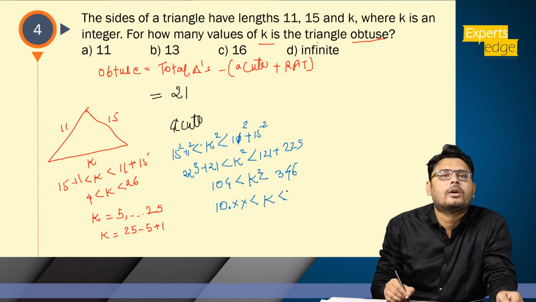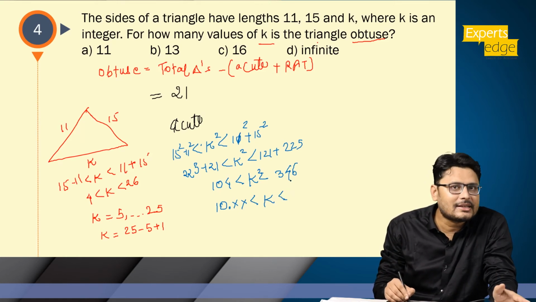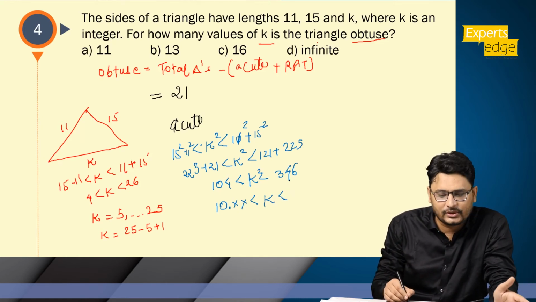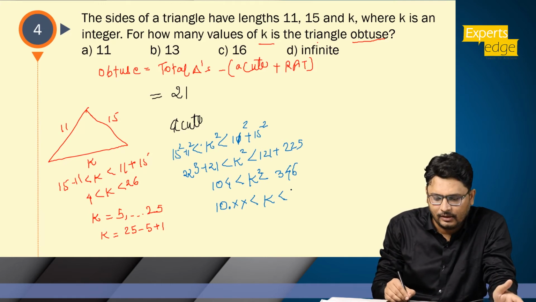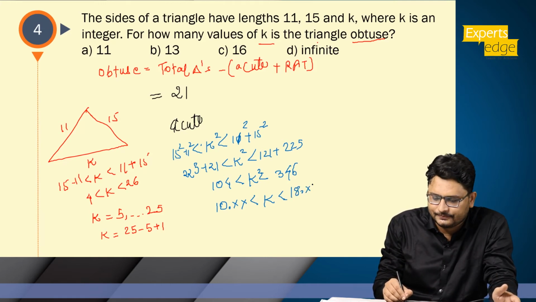346, is it a square? No. किसके बीच में आएगा ये? 19 square is 361, 18 square is 324. तो ये 18 और 19 के बीच में आएगा. So it will be 18.xx.